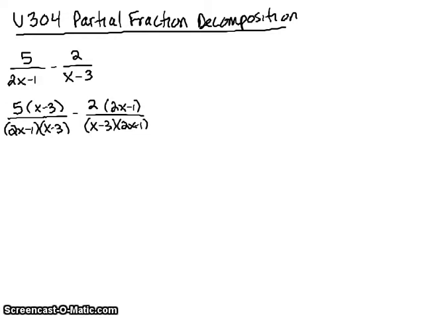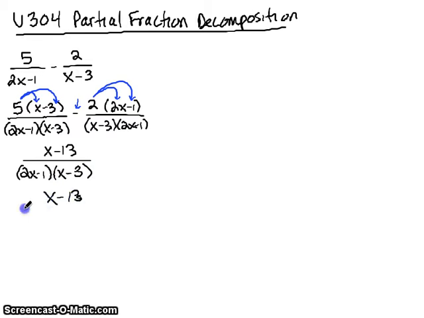If you were to distribute your 5 and your 2 into each of these things, and don't forget that we have that negative that we would need to distribute, we would end up at x minus 13 over 2x minus 1 times x minus 3. And then if we felt adventurous, we could distribute the denominator out and get 2x squared minus 7x plus 3.